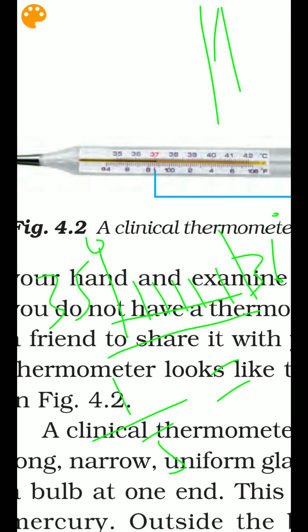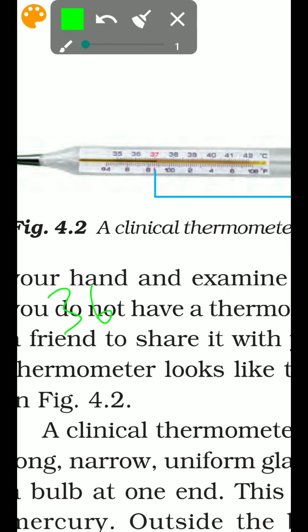Then you have to divide 1 by 5, and you will get 0.2. It means that if you are going to measure the temperature, a single line indicates a temperature of 0.2, another single line 0.2. Suppose the reading of mercury shows up to the 3rd line, what will be the temperature of the object? Again I'm telling, just wait. 35 to 36, 1 2 3 4 5.